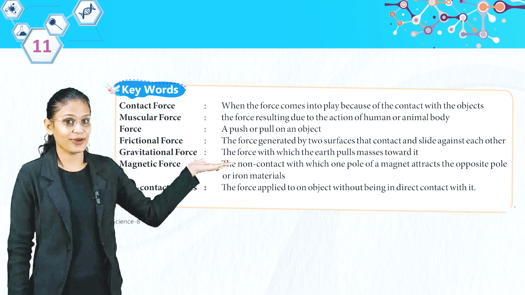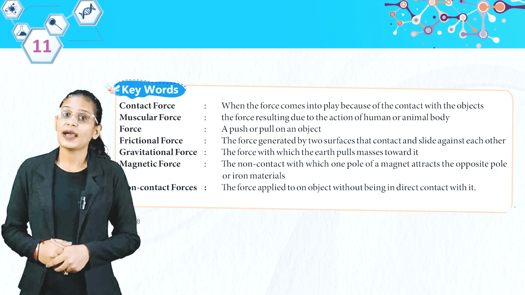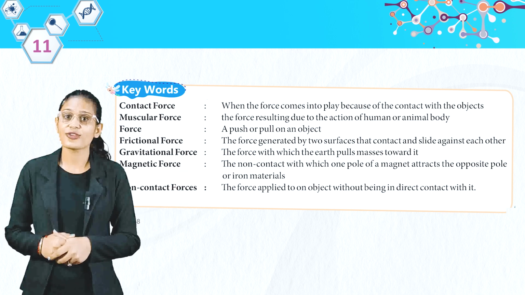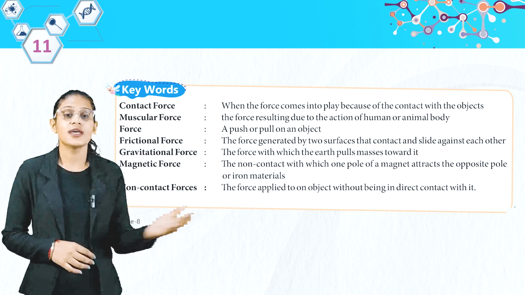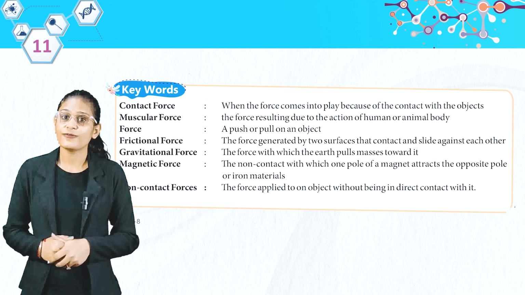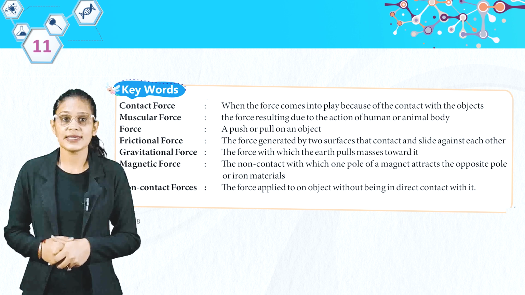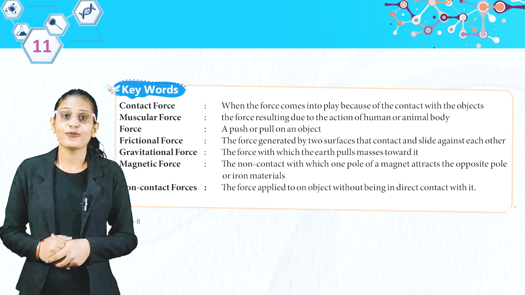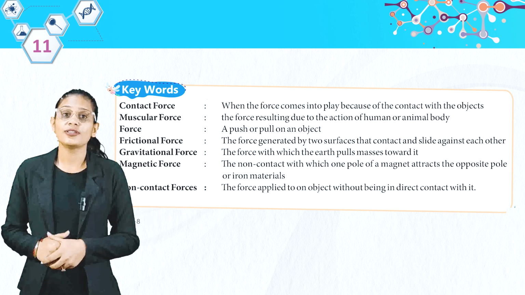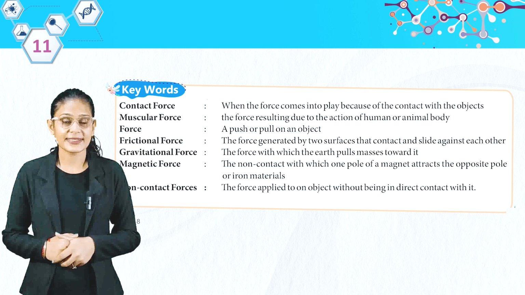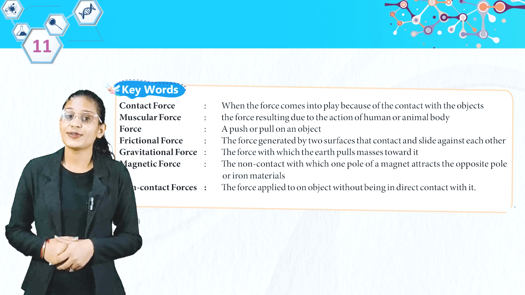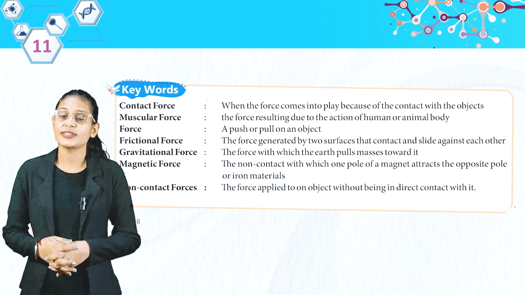Here we have some keywords. Contact force: when the force comes into play because of contact between objects. Muscular force: the force resulting from the action of the human or animal body. Force: a push or a pull on an object. Frictional force: the force generated by two surfaces that contact and slide against each other. Gravitational force: the force with which the earth pulls masses towards it. Magnetic force: the non-contact force with which one pole of a magnet attracts the opposite pole or iron materials. Non-contact forces: the force applied to an object without being in direct contact with it.